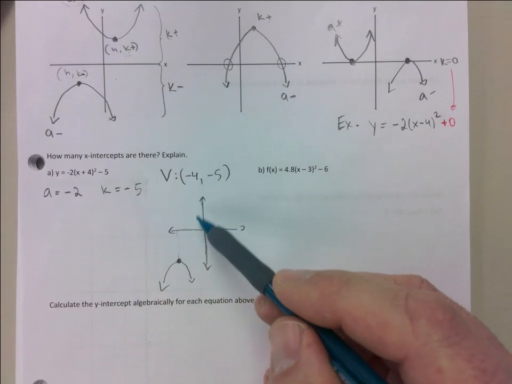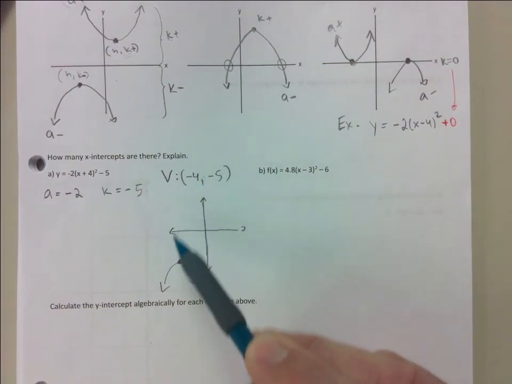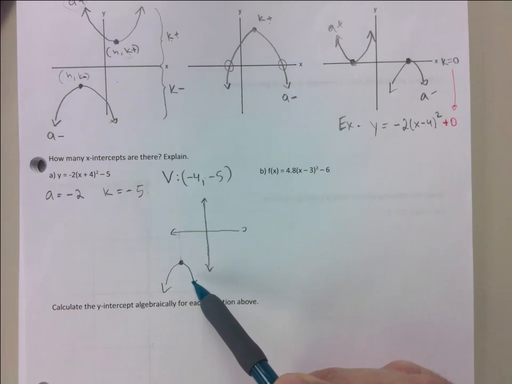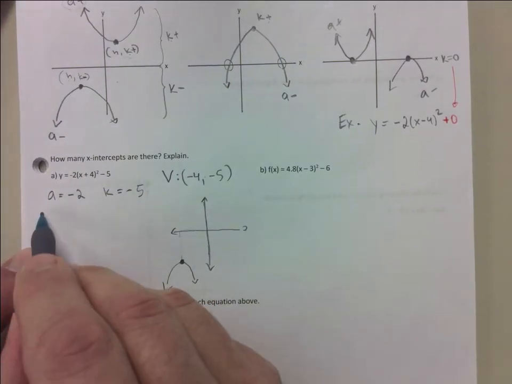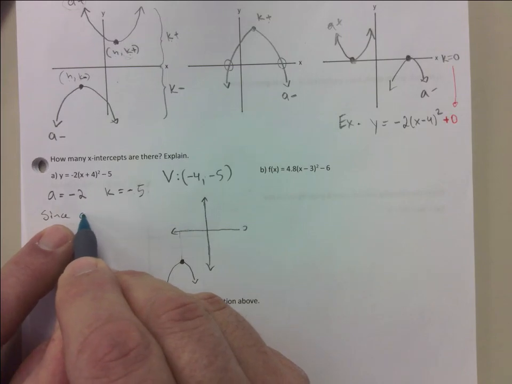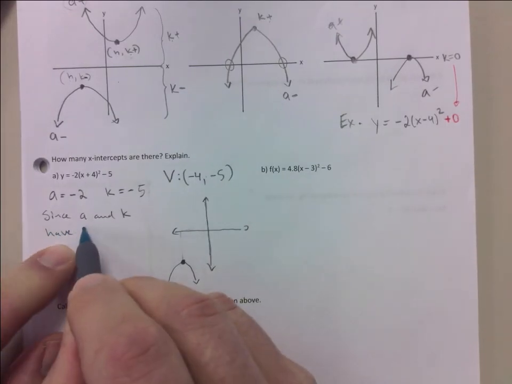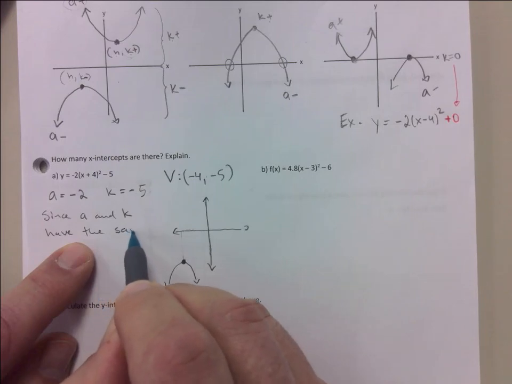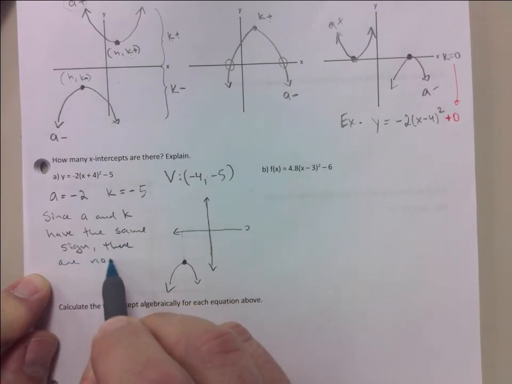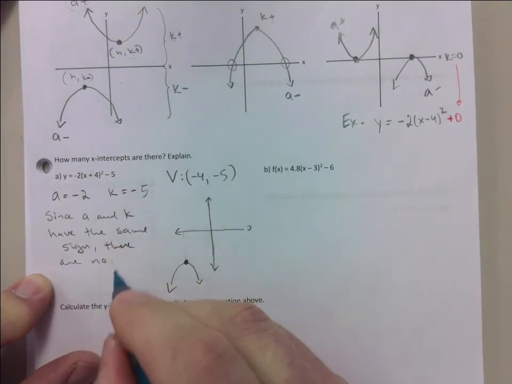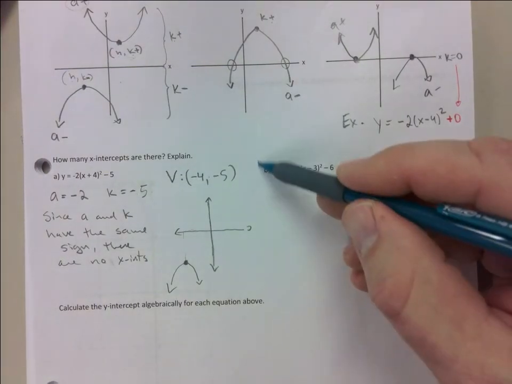So you could technically, just by observation, say, oh, this one gives me the vertex. The vertex is over here, and it's pointing down. This is never going to cross the x-axis. So that's one way to put it. But you can just say here, since A and K have the same sign, there are no x-intercepts. Okay, so that's that.